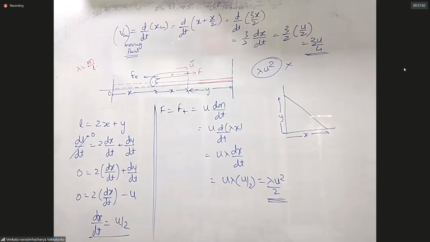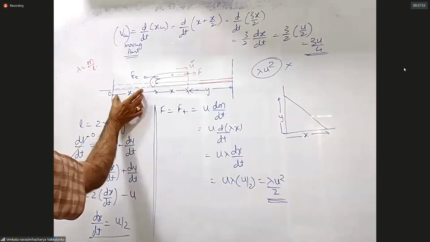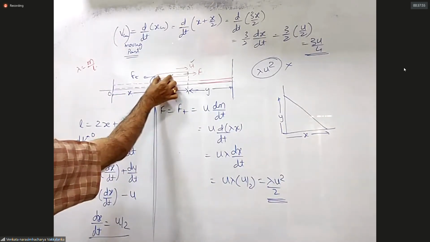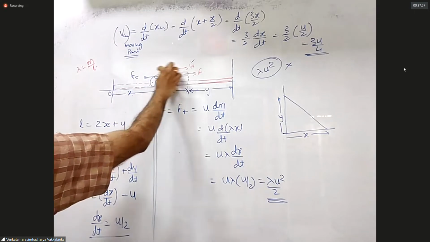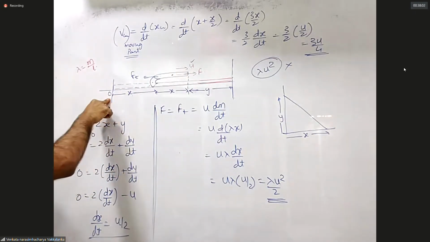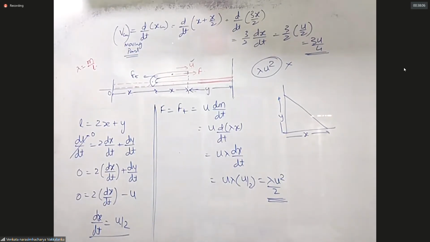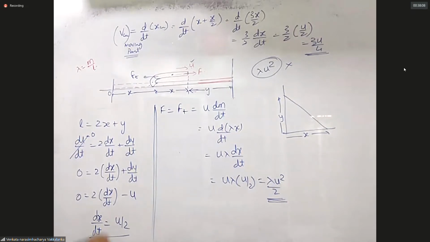Tell me when I can rub the board. Can you again explain the velocity of center of mass? The first equation. Center of mass from the origin is how much? x plus x by 2. The center of mass of the moving part is x by 2 plus x from the origin, right? Differentiated that much. dx by dt I put as u by 2. The key catch in the problem is dx by dt, which is u by 2.